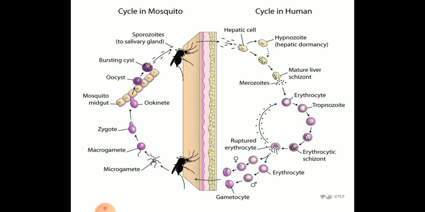In the life cycle of Plasmodium, it requires two hosts. So we can say it is digenetic. Why is it digenetic? It requires two hosts, one in the mosquito and one in the human. Keep this picture in mind. I will show this picture once again after I explain the theory section.